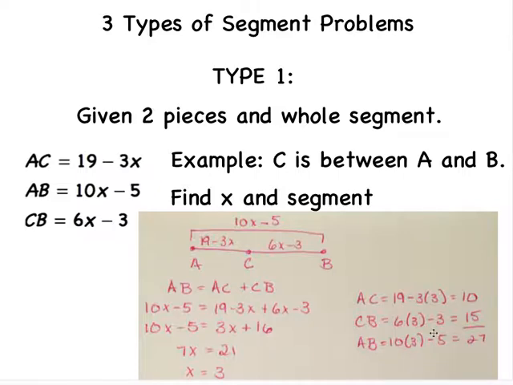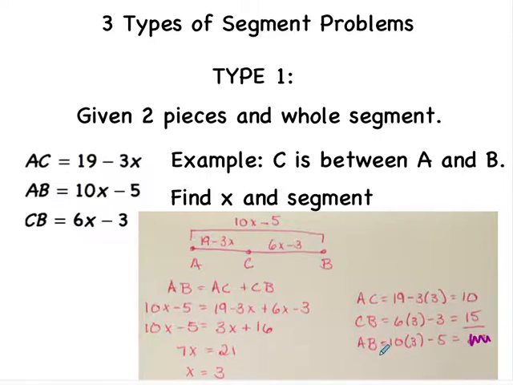Is it? Let's double check. Let's see. 10x minus 5 is 27. CB, something's wrong here. Let's double check this. CB is 6x minus 3, so that would be 18 minus 3, or 15. AC is 19 minus 3x, so that would be 10. Oh, I know. This is wrong.